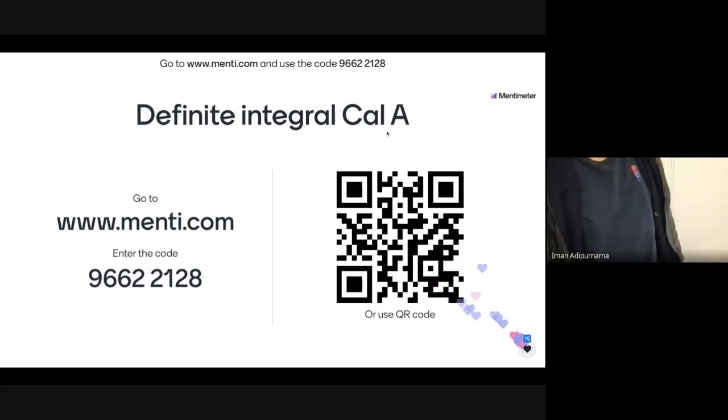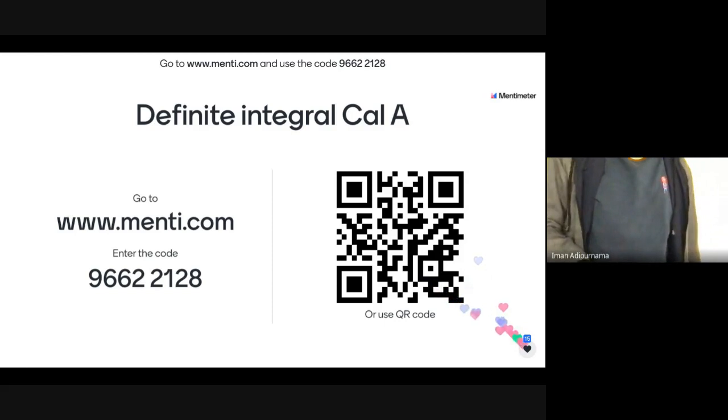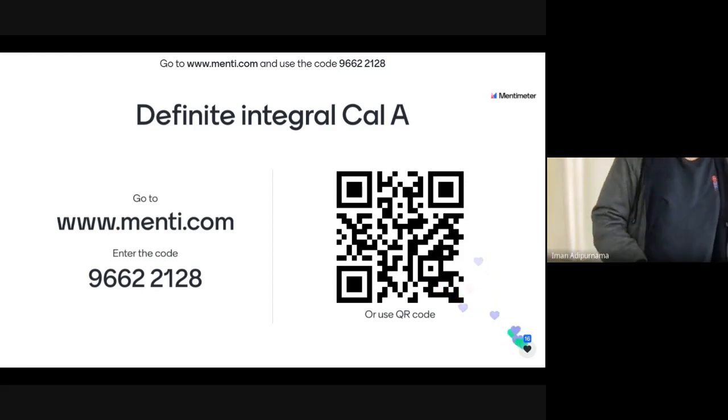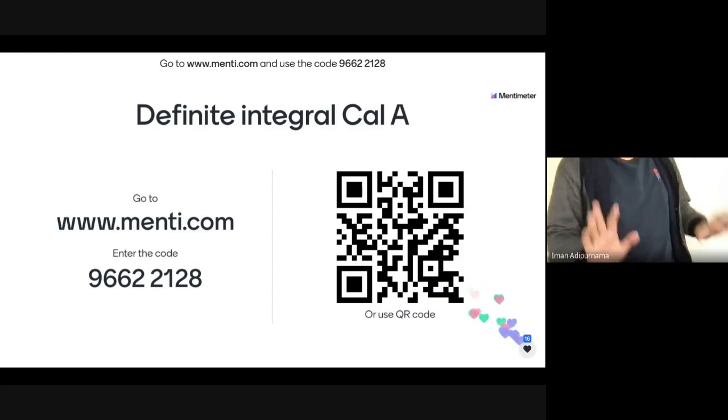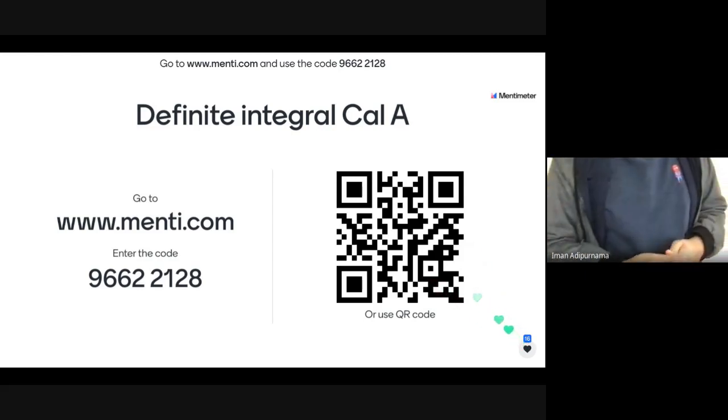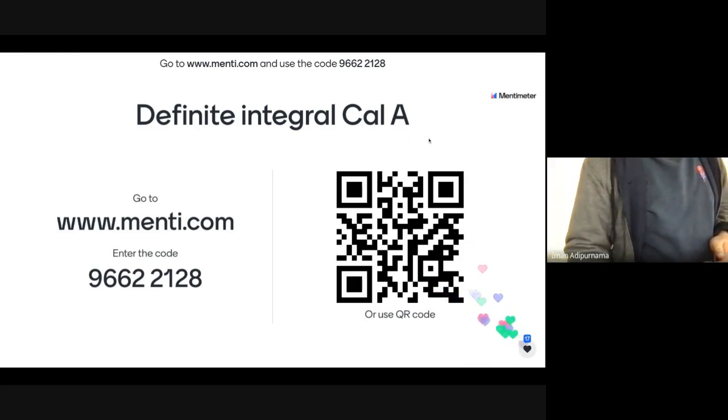Okay, there will be two questions, and then in the last part we will have some feedback on the midterm. This will be about the definite integral before the fundamental theorem of calculus. I just want to know, can you solve these two questions? Okay, I hope everyone is ready.